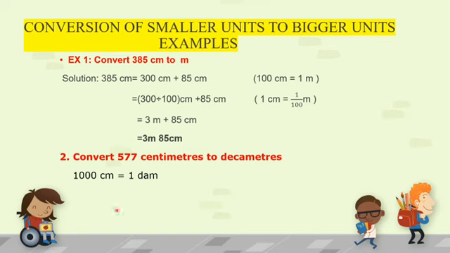We are going to do the division over here. And so we will find the relationship first. 1000 centimeters make 1 decameter. So 577 centimeter equals 577 divided by 1000.